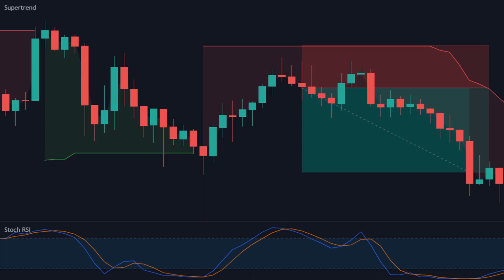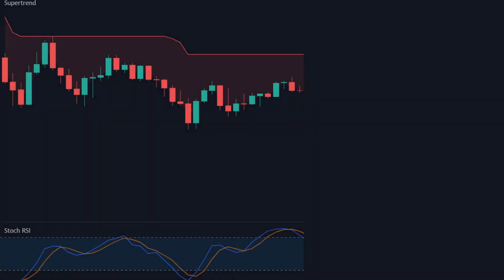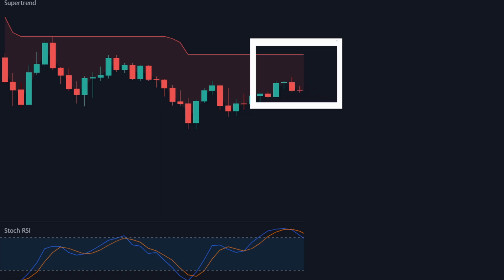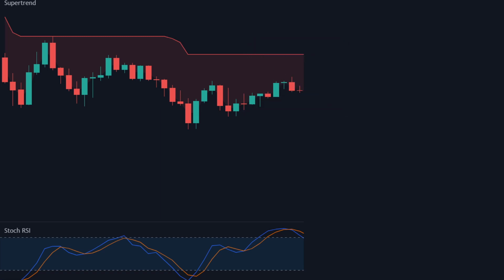Let's get into our next short trade. We have our second short trade here. As we can see, the Stochastic RSI just crossed there. Then the cross happened above the blue area. Then the price is below Supertrend. It's our time to enter a short trade again.